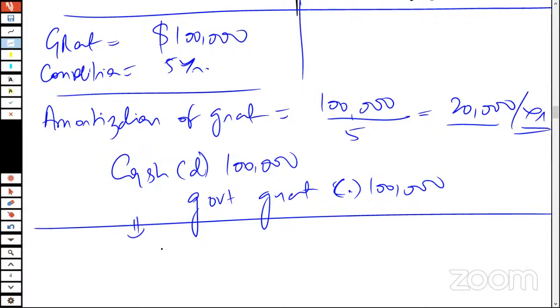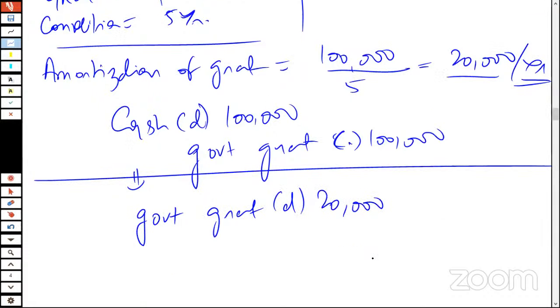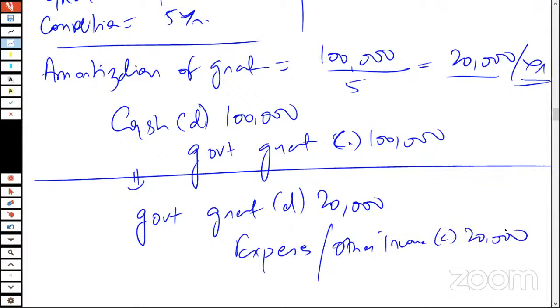The next situation is every year, you would say the government grant is going to be debited by 20,000 and it's either going to be the expense or it's going to be the other income which is going to be credited by 20,000.